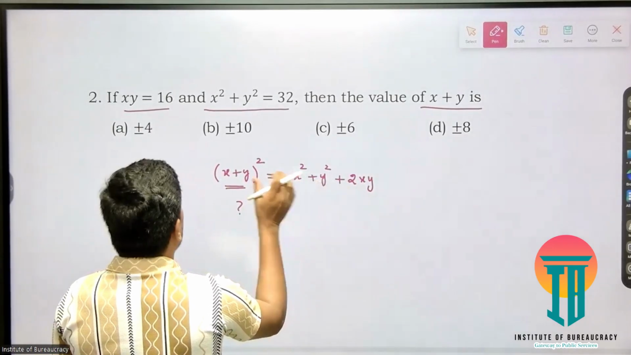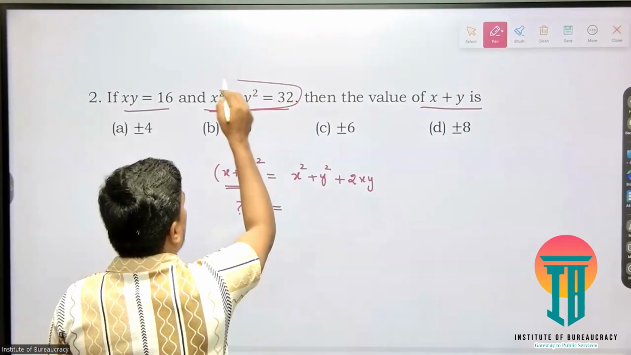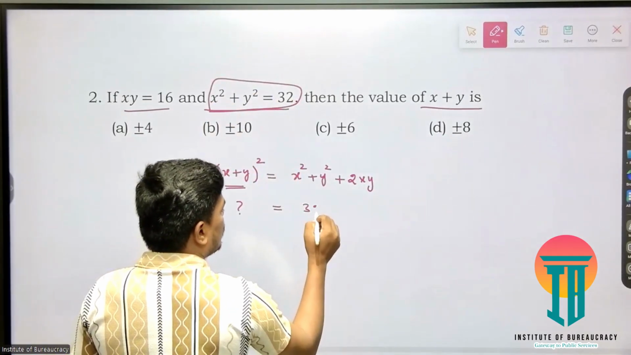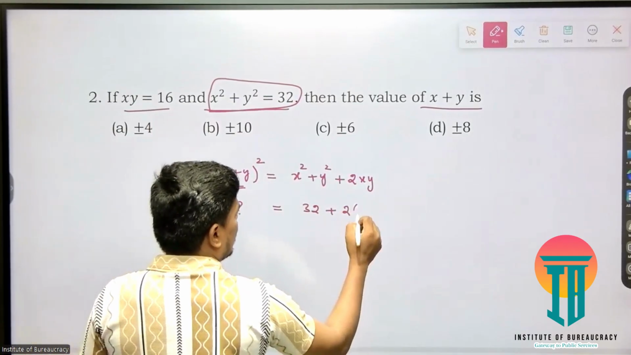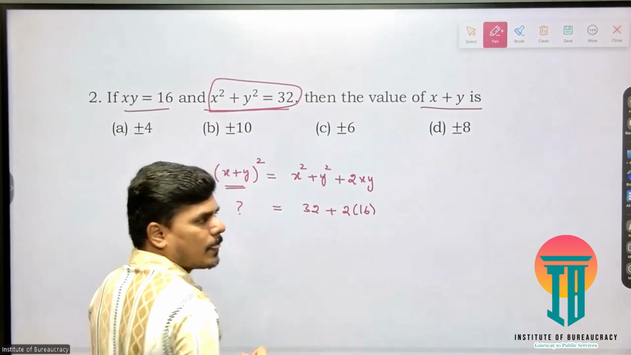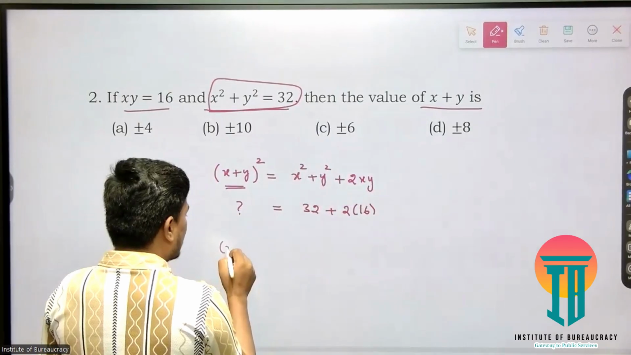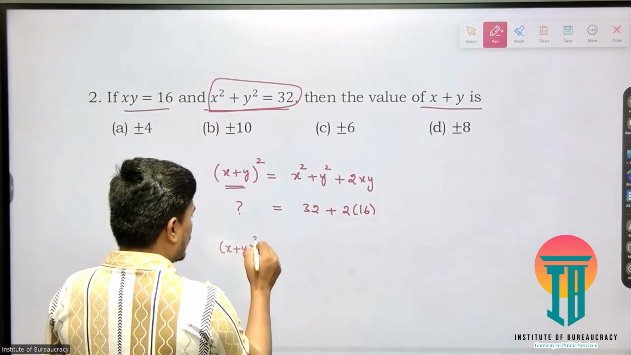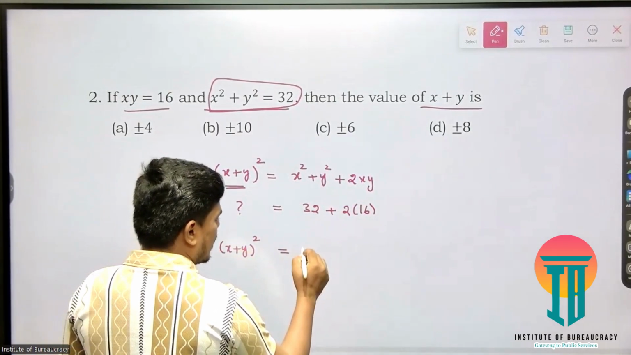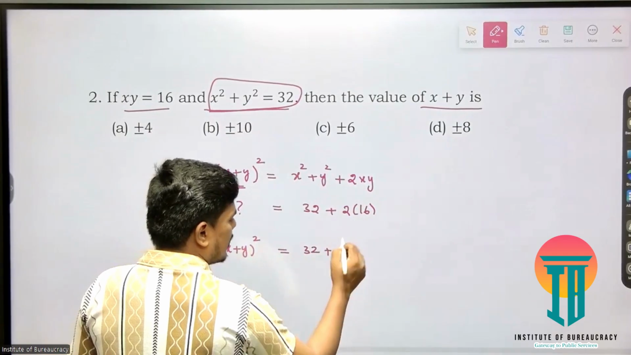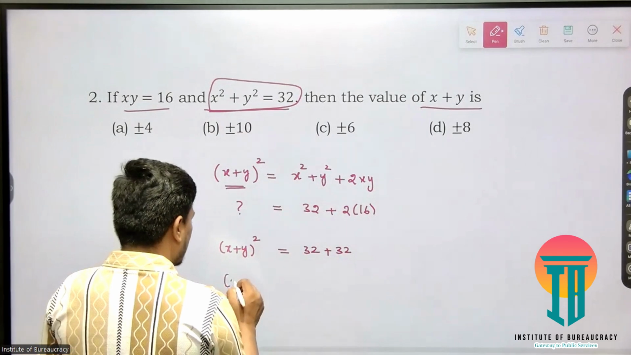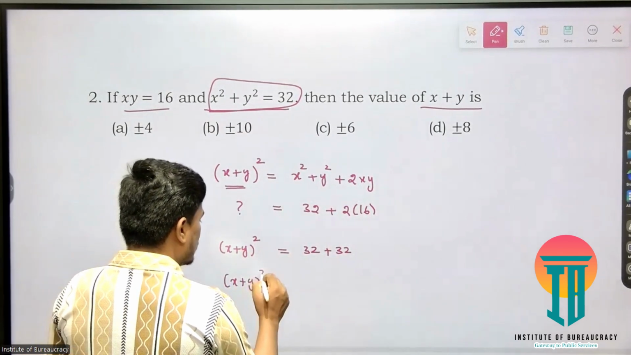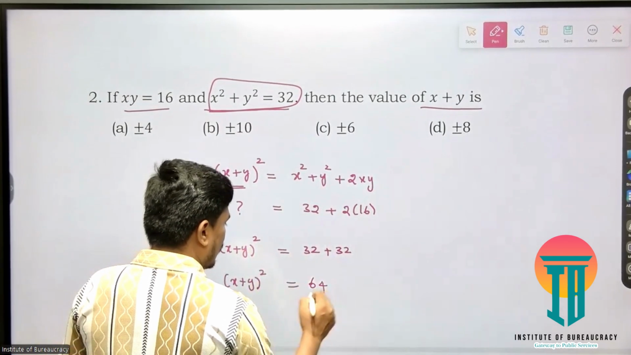We know x square plus y square, they have given us 32, plus 2 into xy, which they have given as 16. That means x plus y the whole square is equal to 32 plus 2 into 16, which is 32. So x plus y the whole square is equal to 64.